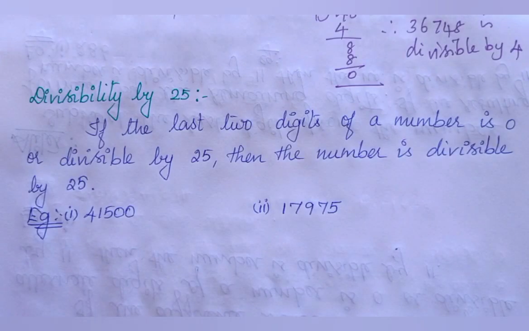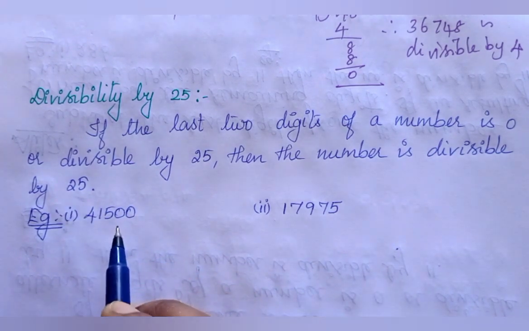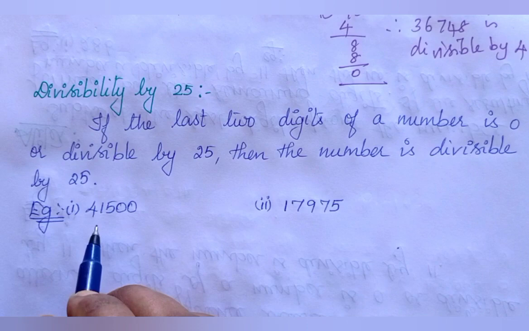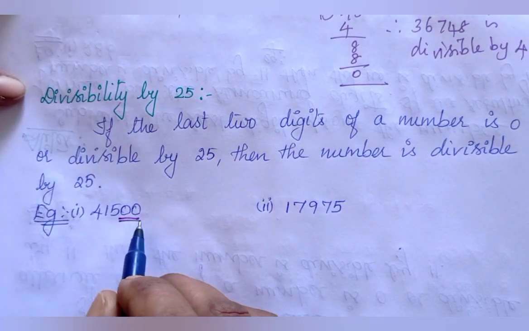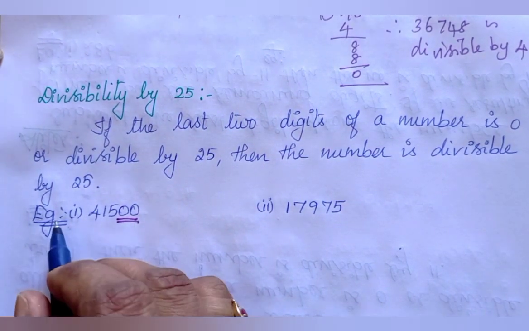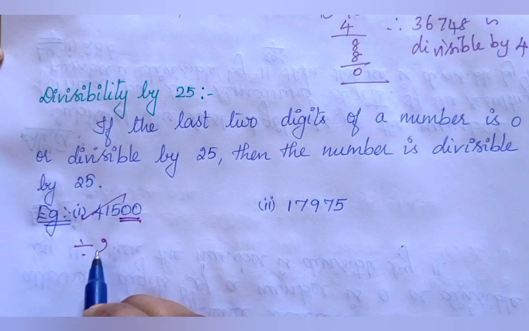Similar to the divisibility rule of 4, we have the divisibility rule of 25. If the last two digits of a number are 0 or divisible by 25, then the number is divisible by 25. Here we have two examples. Here 41,500, the last two digits are zeros. Hence, this number is divisible by 25.